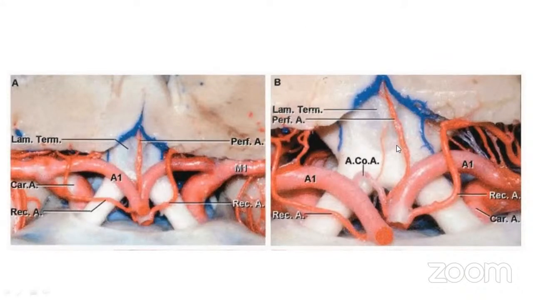So here you can see the perforating artery that is arising from the anterior communicating artery, as shown in the previous diagram. When the other one is retracted, you can see the perforating artery arising from the anterior communicating artery behind it and going into the diencephalon.